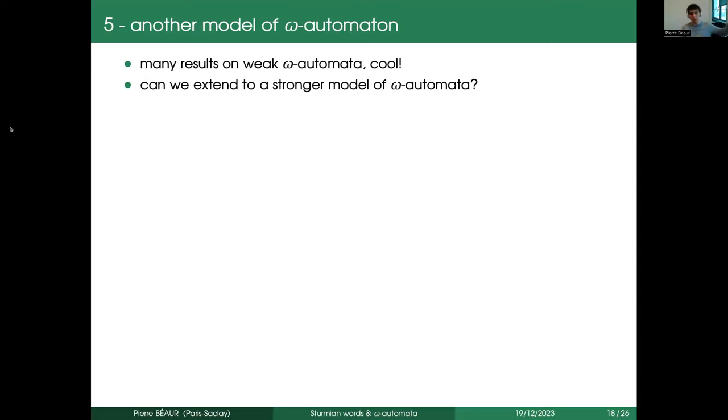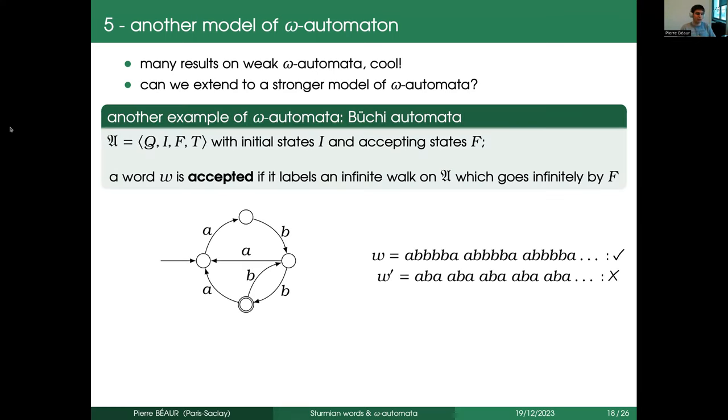I did many things about weak omega automata. Great. But as implied by the name, weak omega automata are weak. Can we extend the results to a stronger model of omega automata? I will present the most classical model of omega automata, which are Büchi automata. What is the difference with the first model? This time, you have some accepting states.